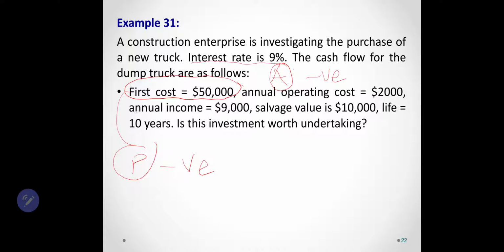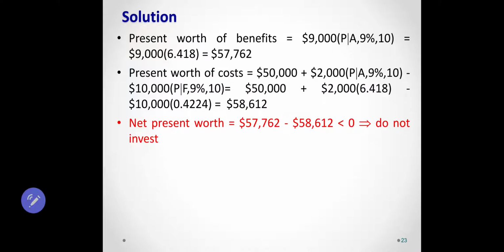Annual income, since it's annual, is another A, and since it's coming in, it's positive. And then salvage value, that would be an F, and since it's coming in, that's another positive. So please work it out. Look through the Excel spreadsheet as we did with the previous example.